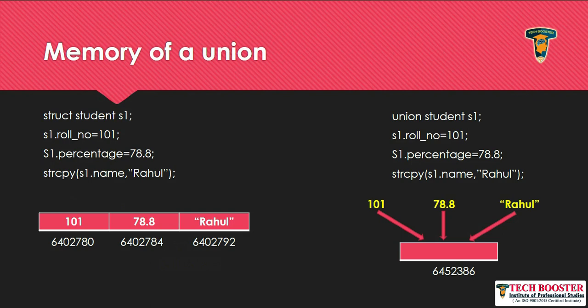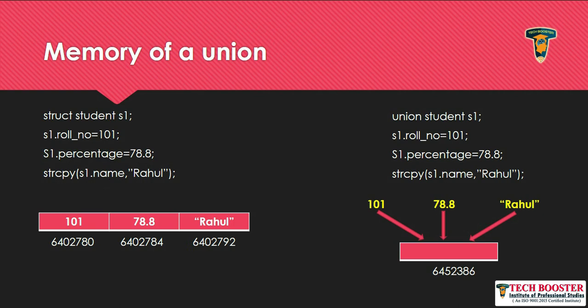Now here you can see, this will give you a very clear idea. Here I have created the variable s1 of data type student, which I have created by the struct method. And these are my 3 members: roll number, percentage and string. My roll number is 101, which is an integer. My percentage is 78.8, which is a float. And this is my name, which is nothing but a combination of characters.